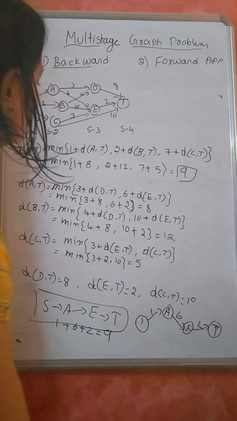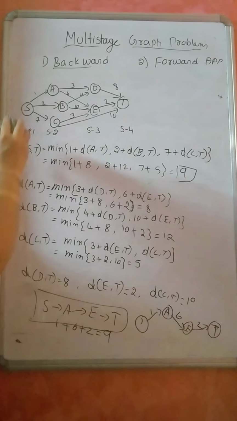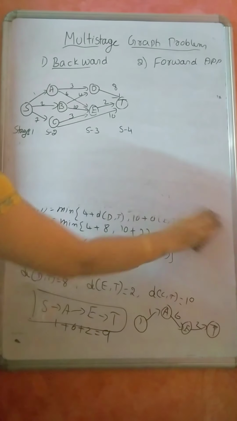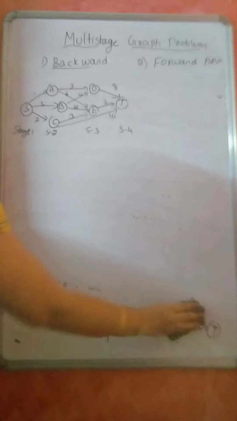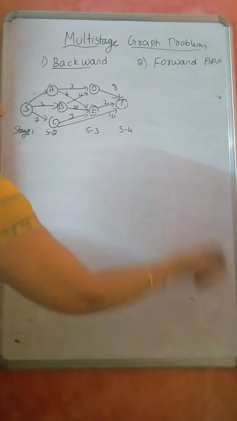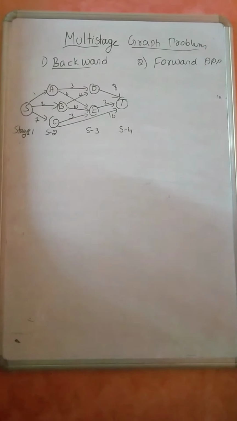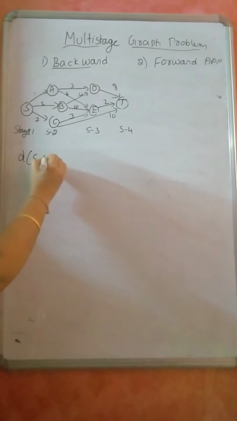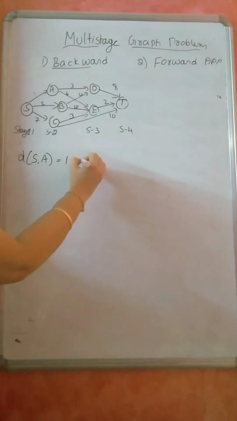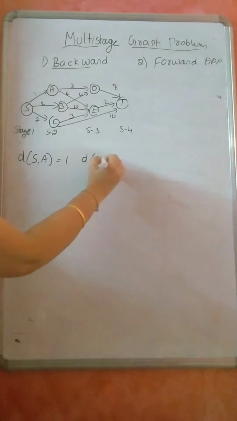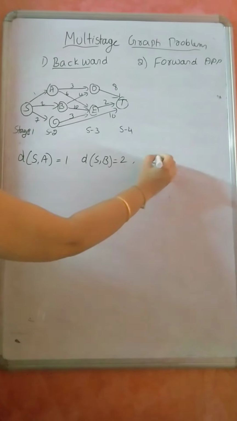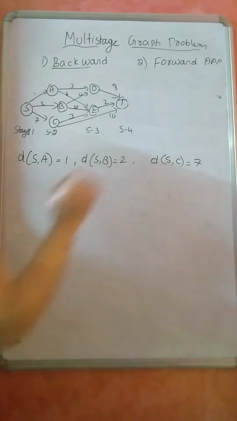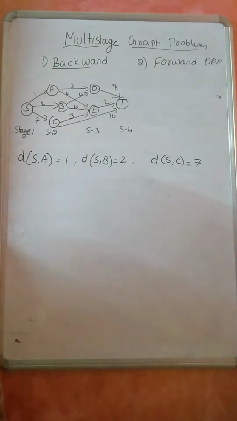Next we will move on to the forward approach for the same problem. How this forward approach works is, as the name indicates, here we are starting from D of S to A is equal to 1, and distance from S to B is equal to 2, and distance from S to C is equal to 7. Initially the first edge we are computing.